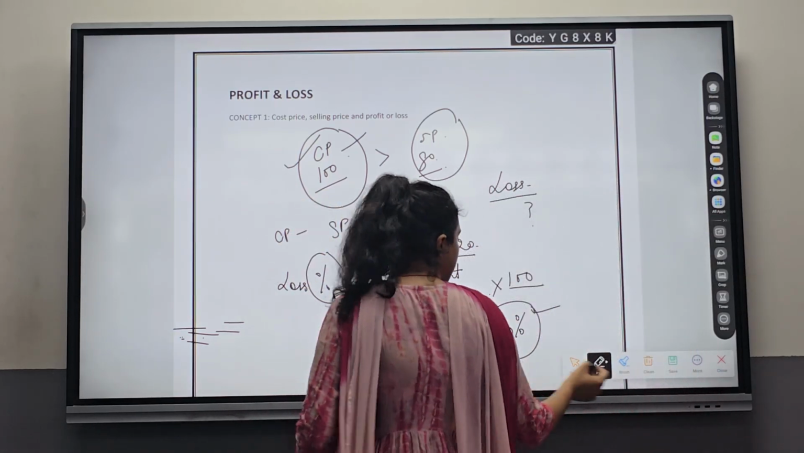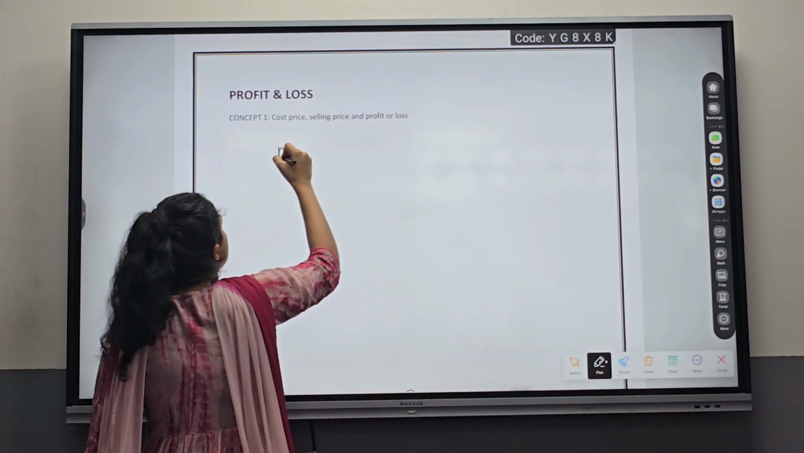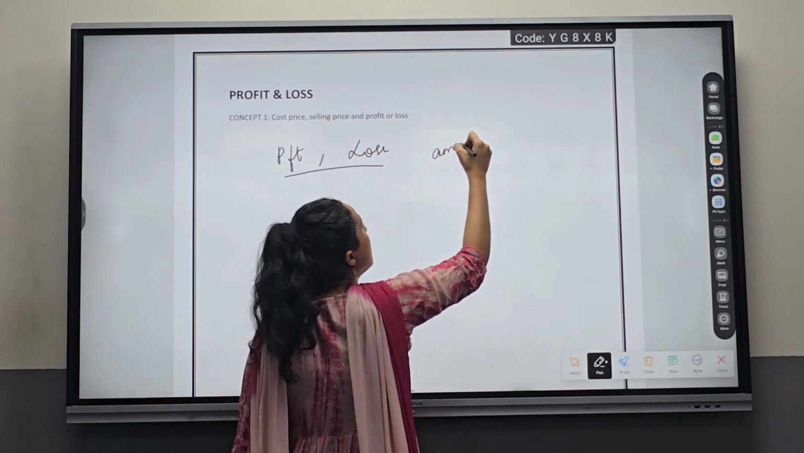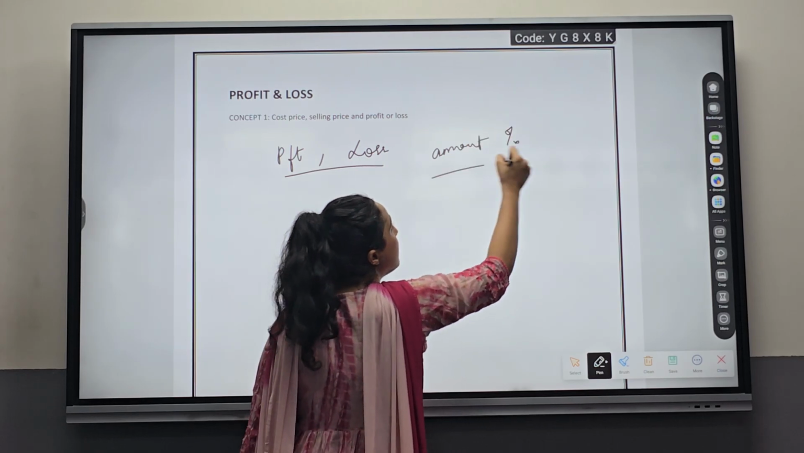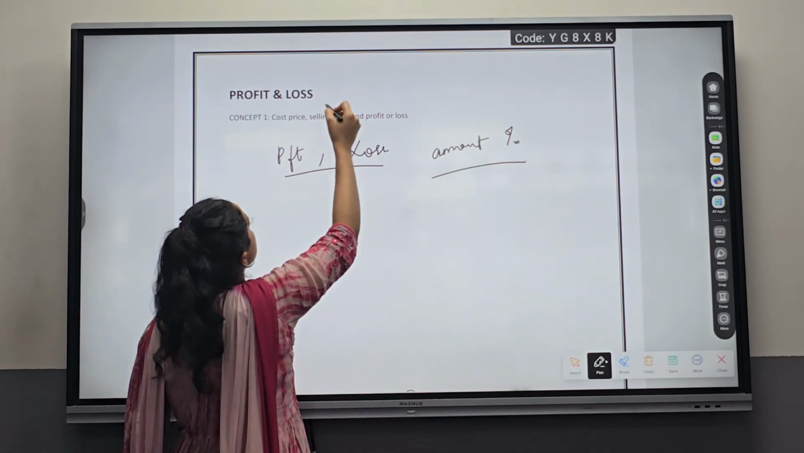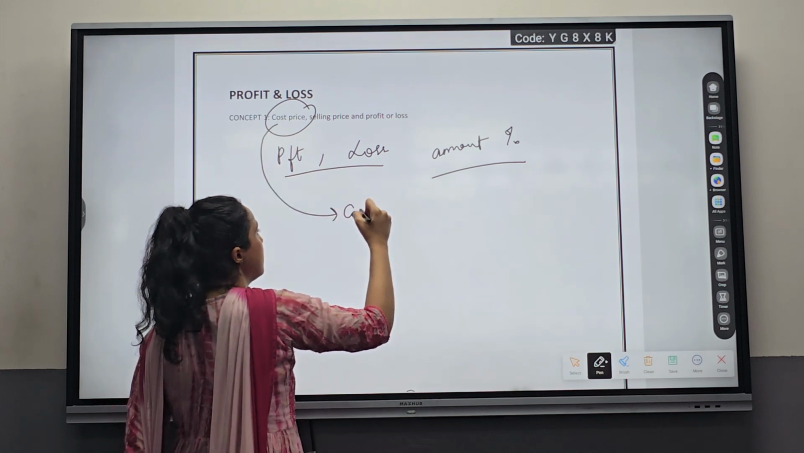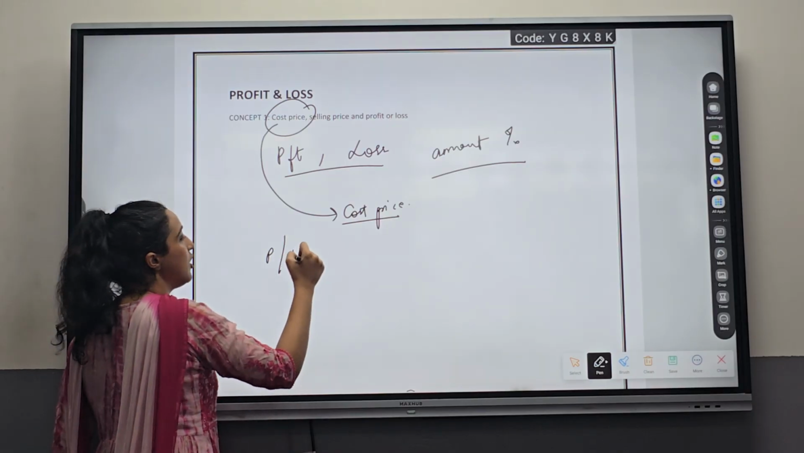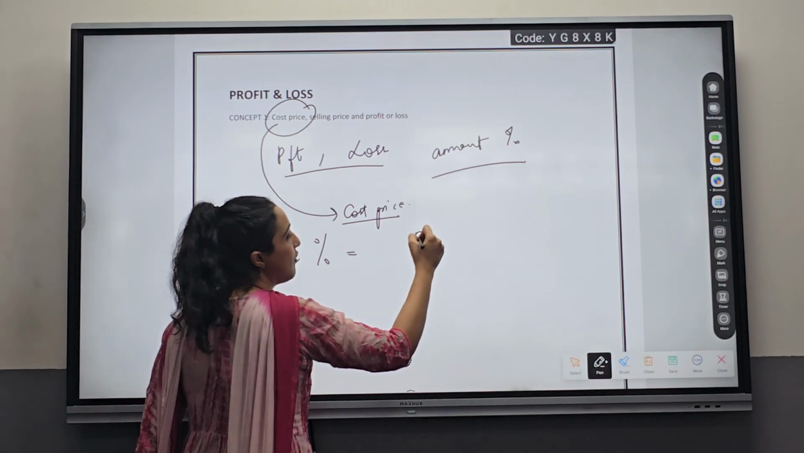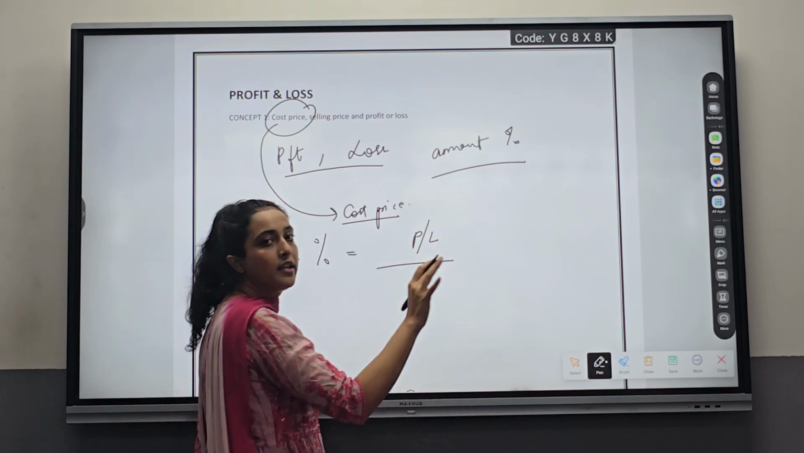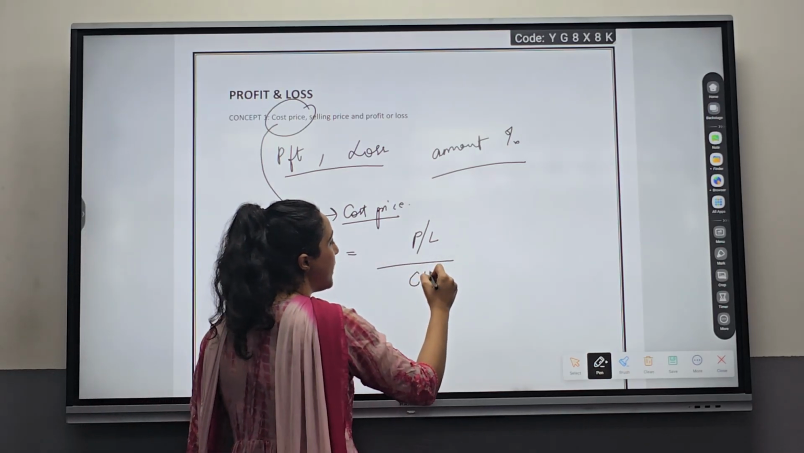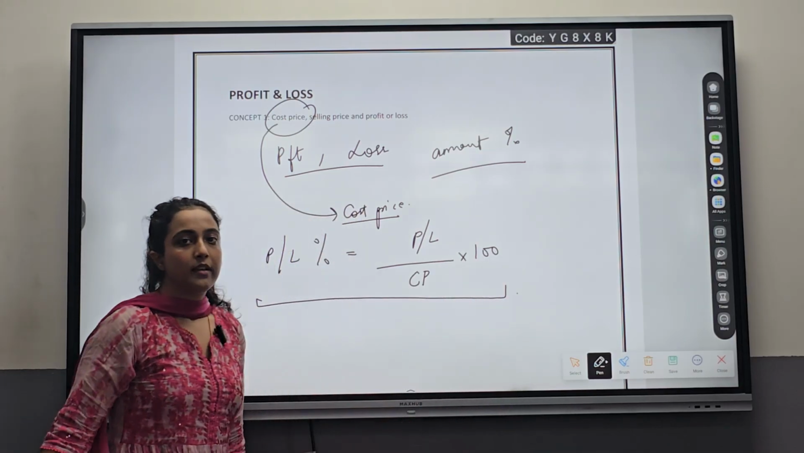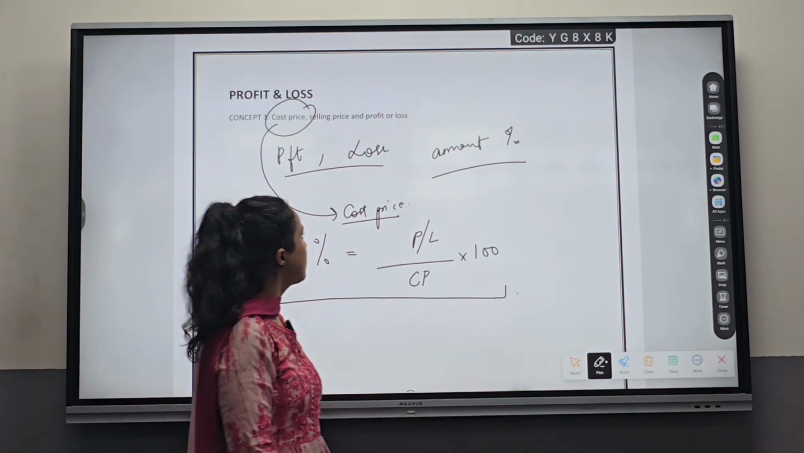And in profit and loss, whether it is profit or loss, the percent will always be calculated with cost price as your base. With respect to cost price, that is, profit or loss percentage is profit or loss, whatever you are incurring in that transaction, divided by cost price, multiplied by 100. So I hope this much is clear to you, right?